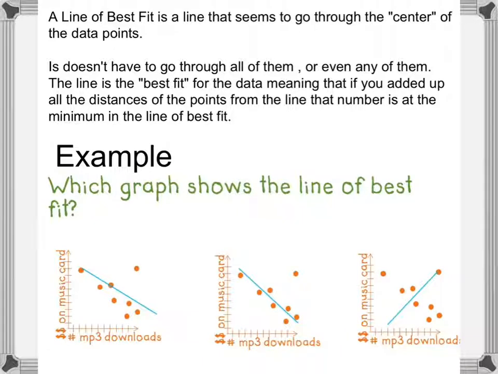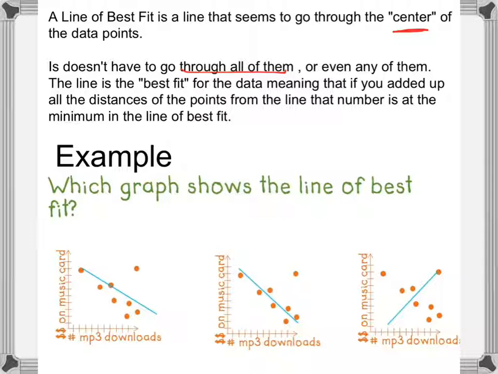Okay, so a line of best fit is a line that seems to go through the center of the data points. Now, center is an idea that we sort of have to discuss a little bit. The center means that it doesn't necessarily have to go through all the points, or it doesn't actually have to even go through any of them. The line of best fit for the data means that if you added up all the distances of the points from the line, that number is at the minimum in the line of best fit. So that's kind of a confusing way to do it.